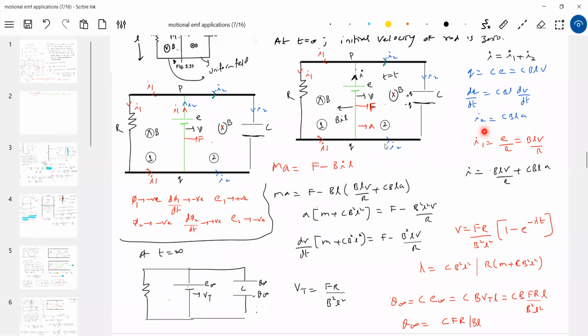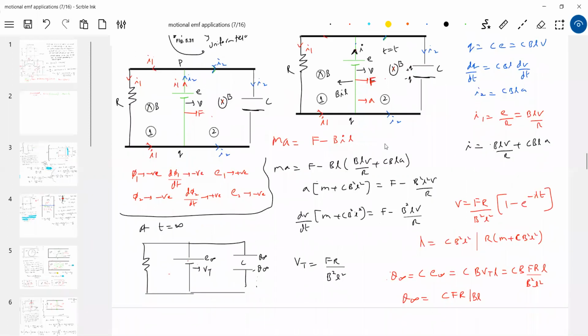It's an objective question. The rod PQ is moved with a constant speed. Then what is the charge in the capacitor? Yes, you can find the charge, but the current through the capacitor will be zero. That's what we have here.